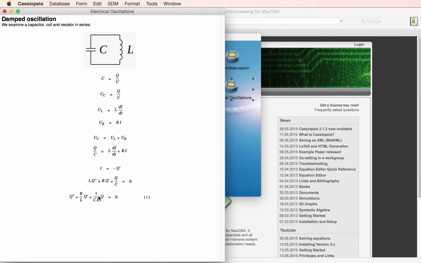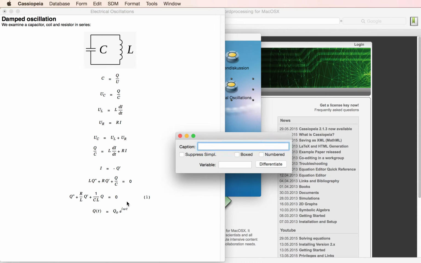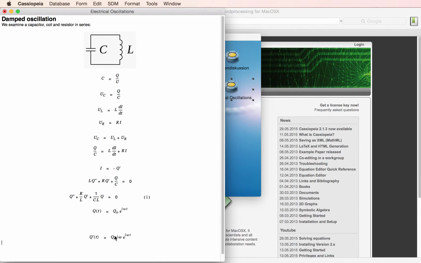Such equations are usually solved by going into it with a suitable approach. Let's try the following one, where I is the imaginary I. Good. We need the first and the second derivative of this approach. Cassiopeia can do this for us.